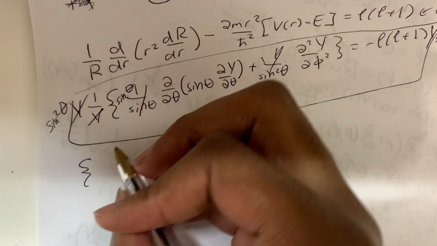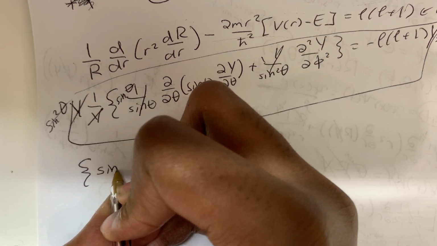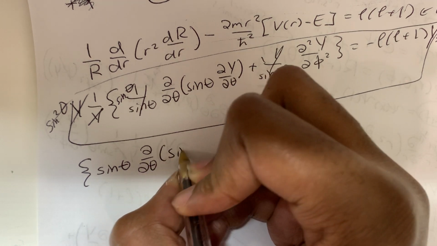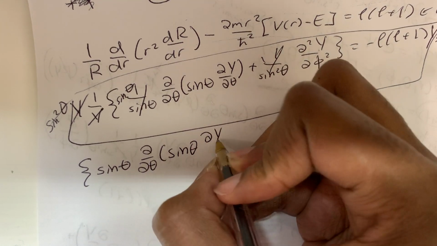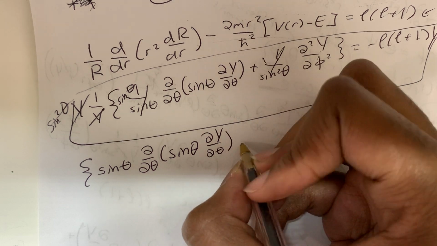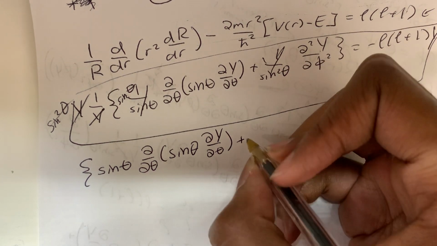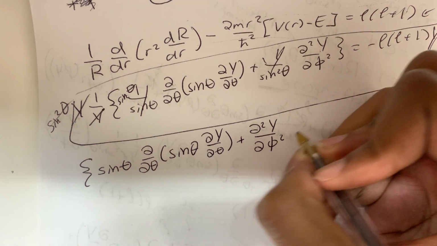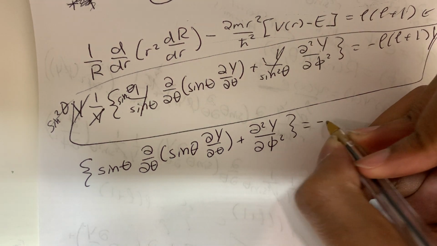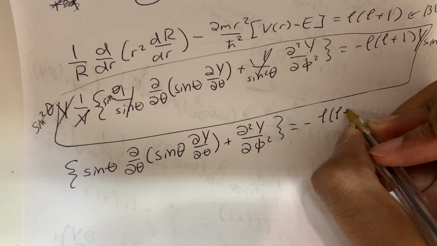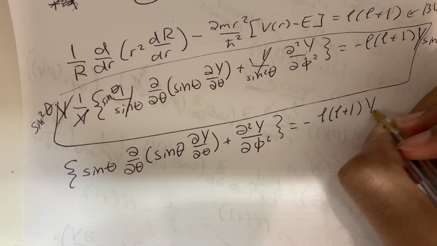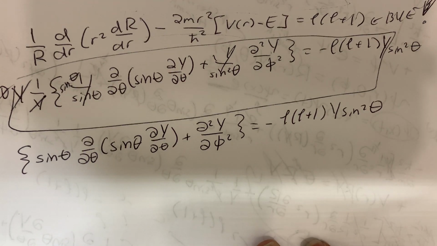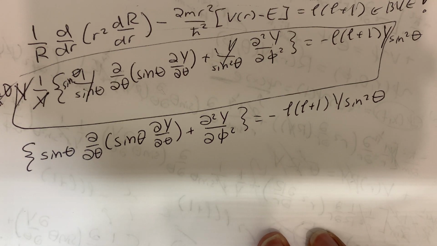Now we have sine theta, partial over partial theta, of sine theta partial big Y partial theta, plus, this is just 1, so plus partial squared Y over partial phi squared, equals minus L times L plus 1 Y sine squared theta. Okay, so that simplifies it a tad bit. So now what do we do?